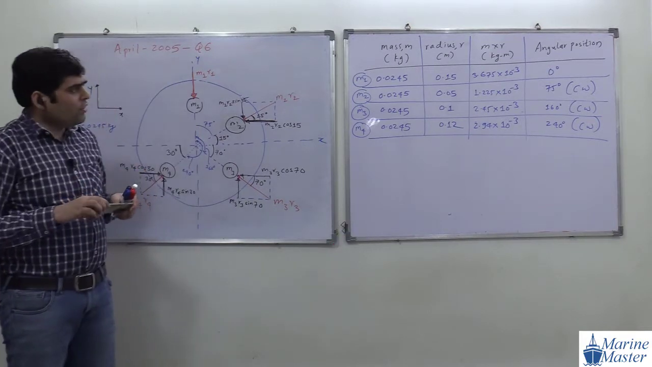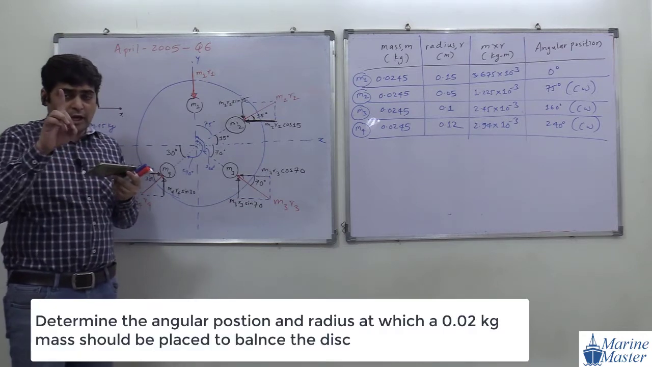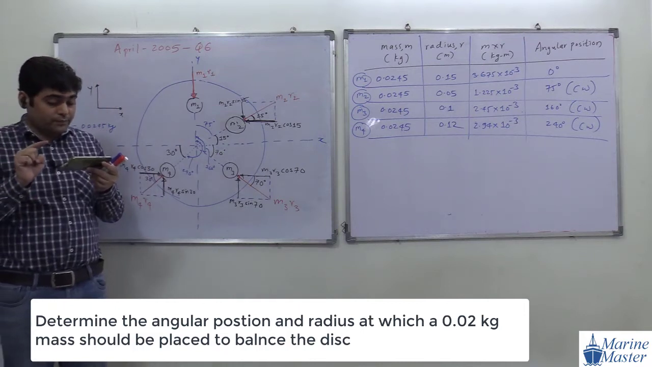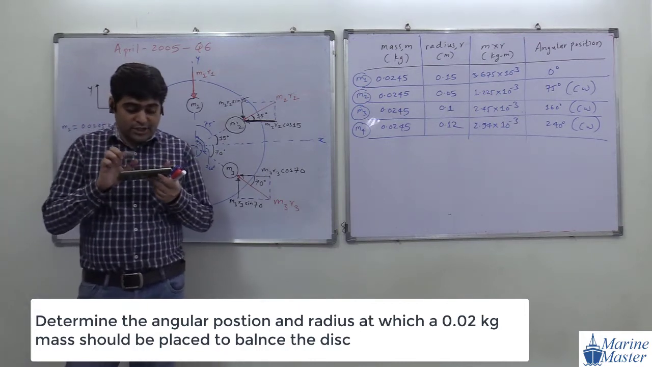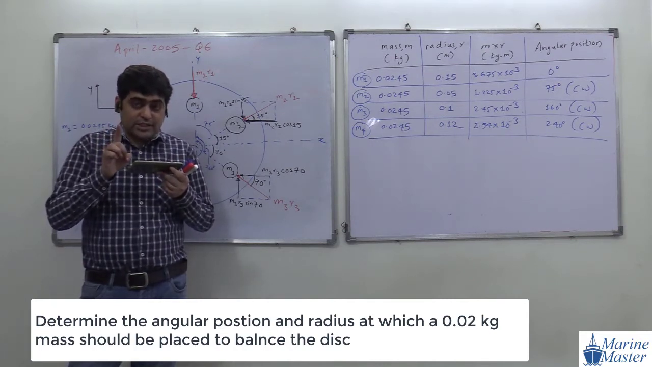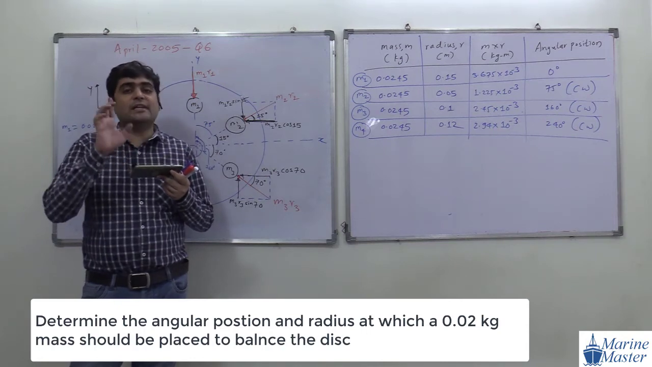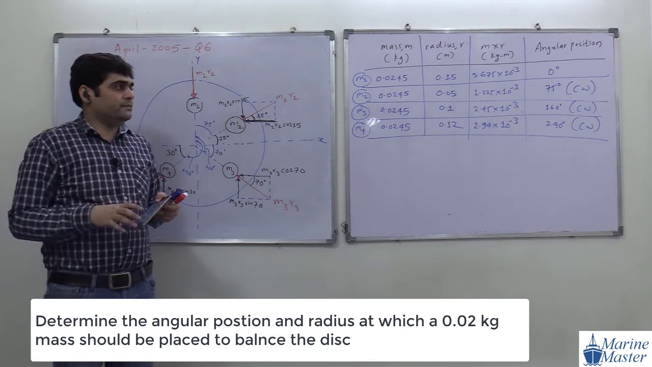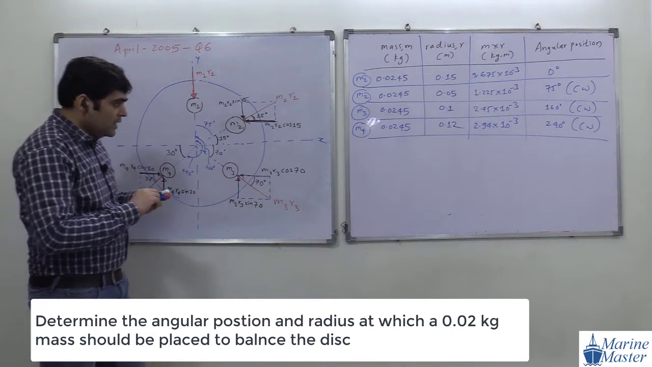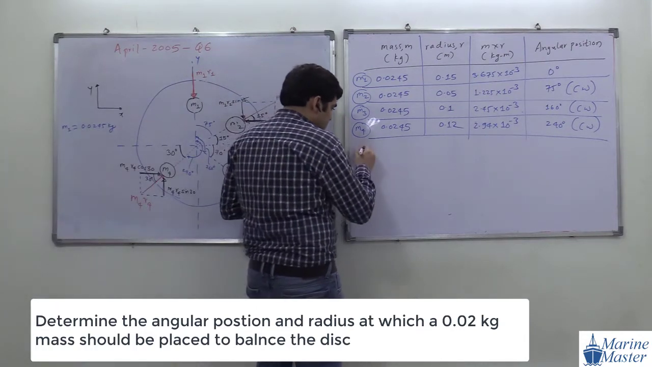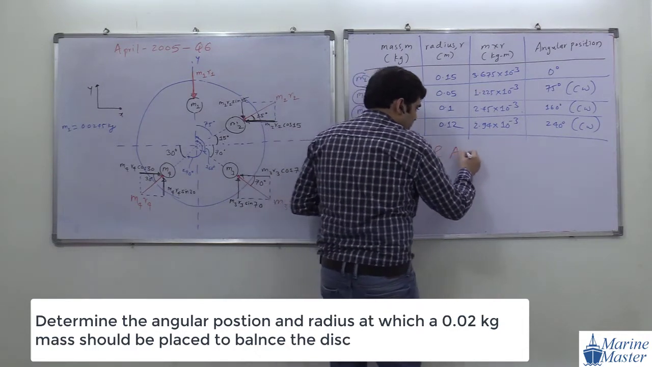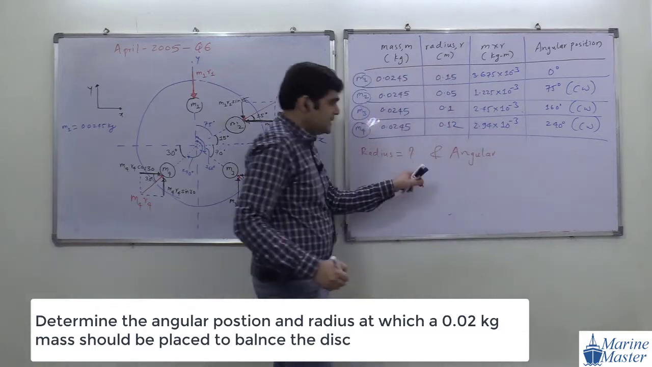Now guys, what is our target? We have not yet discussed our target. We have to determine the angular position and radius at which 0.02 kg of mass should be placed to balance the disc. Now there is some external mass. See what they are asking us in the question. They are asking us radius and angular position. Radius and what?